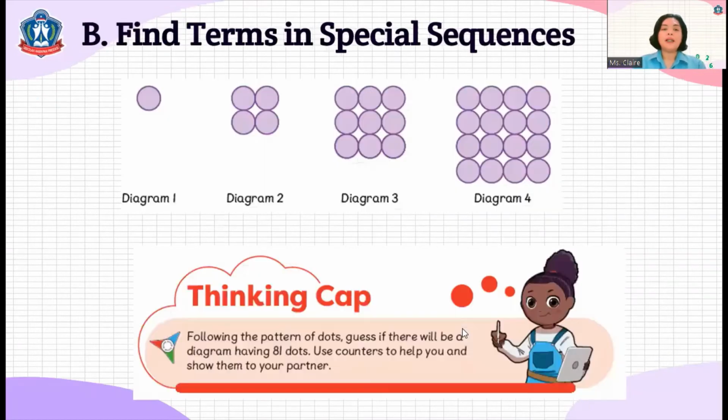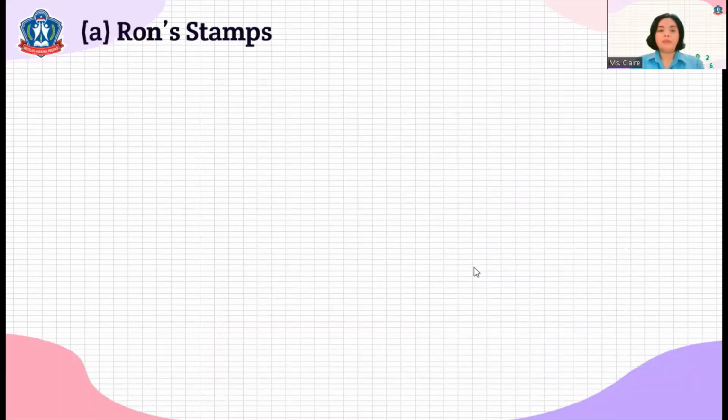Okay, so following the pattern, if we will continue, guess if there will be a diagram having 81 dots. Is there any pattern or diagram? Try to look for the square numbers from 1 until 10 and try to find out if there is an 81 number. Okay, let's continue.